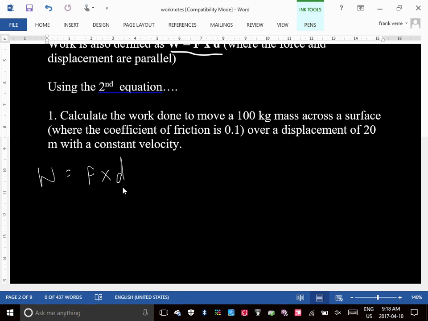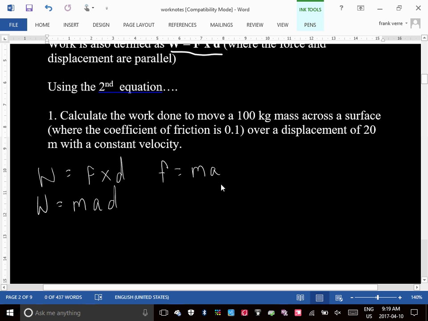Now, we also know that force is mass times acceleration, correct? So we can derive another equation where work, and I always suspected this, work is mad. Right? Work is crazy. Now, the unit of work is the joule, but let's see what the joule looks like.